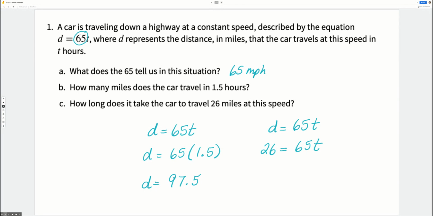Or I should write that a little differently so we can kind of think it out. 65 times t. Now remember, we've done this before. I know that 65 times some number is 26. So to undo that, in my calculator, I'm going to type in 26 divided by 65. And that gets me t equals 0.4. Time is 4/10 of an hour, is what that essentially means.